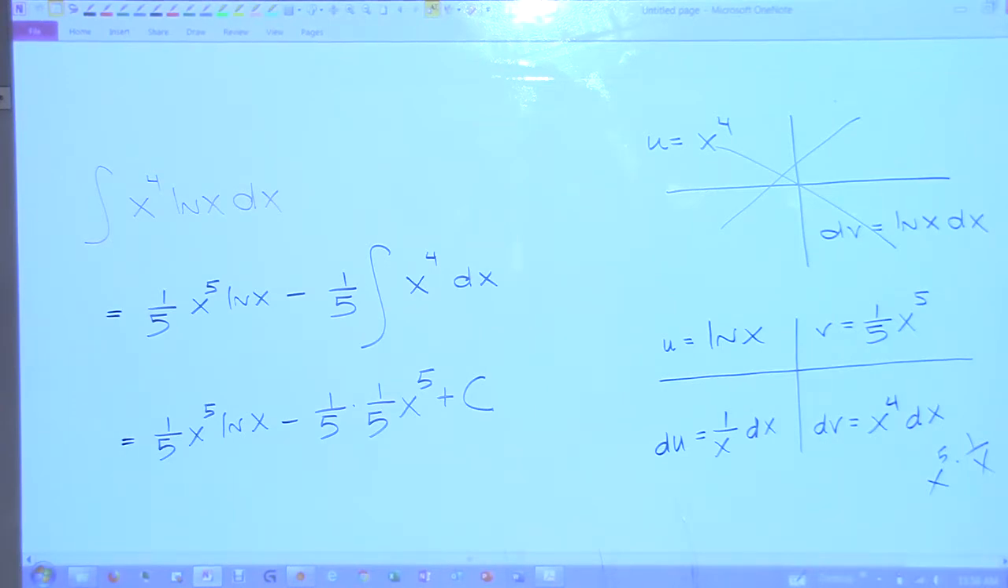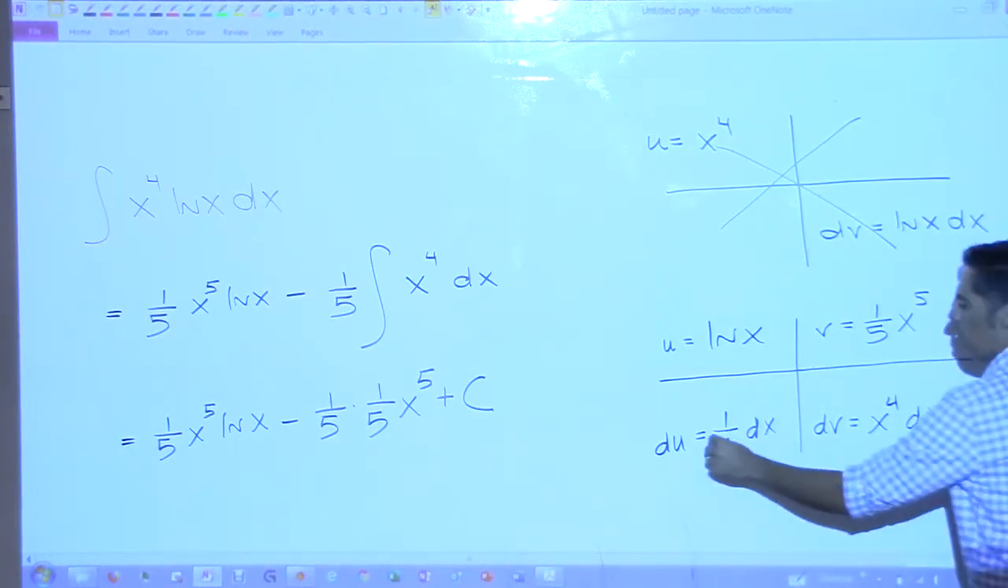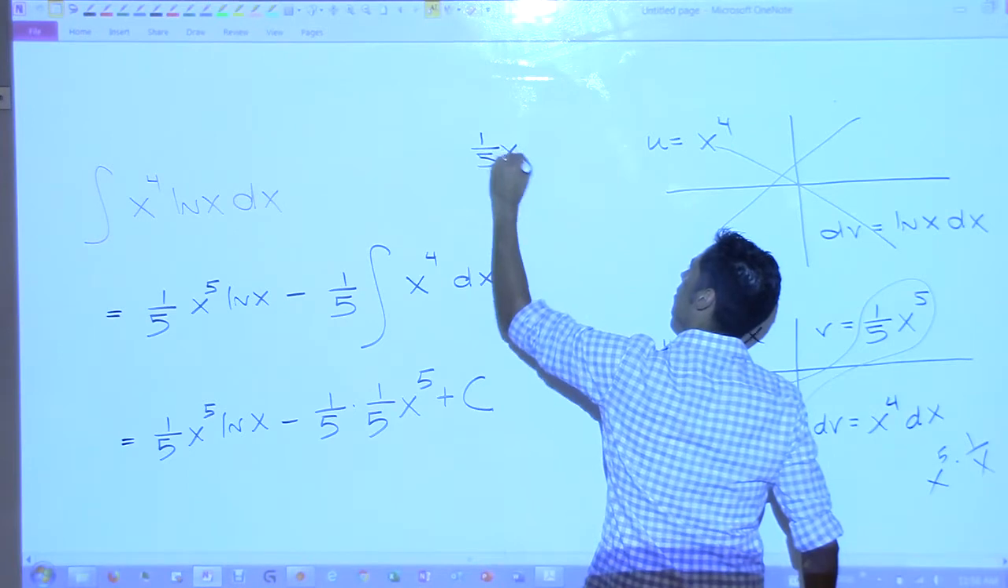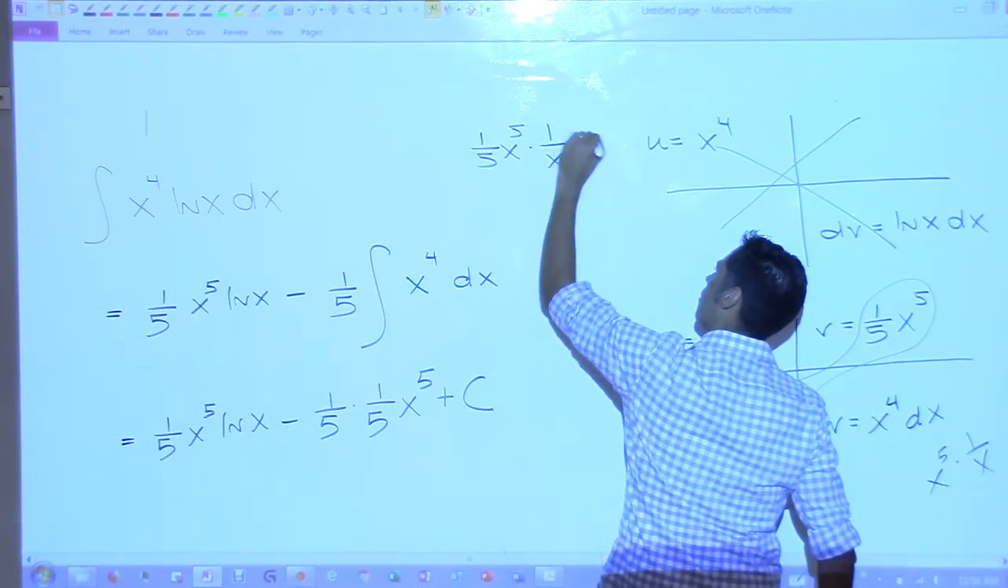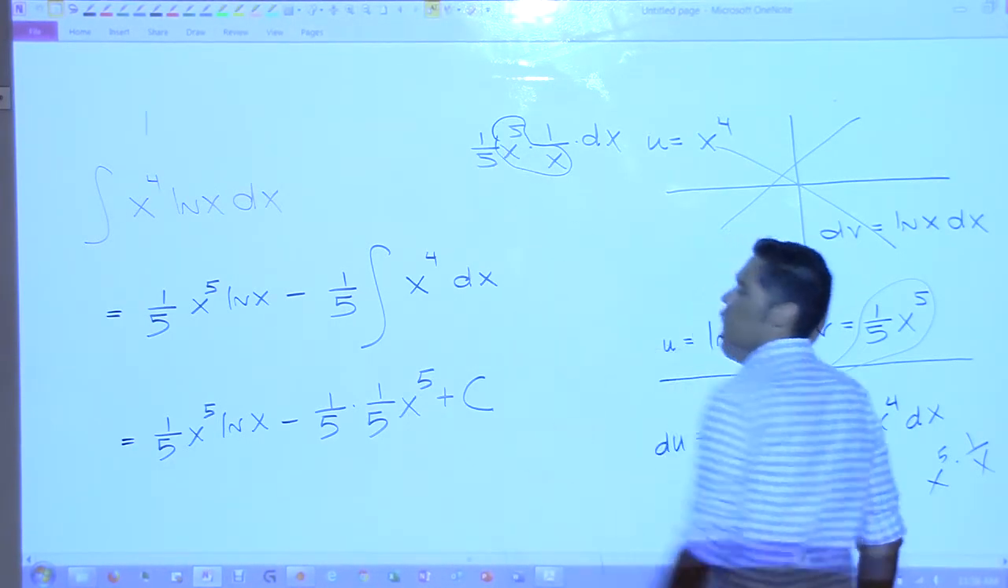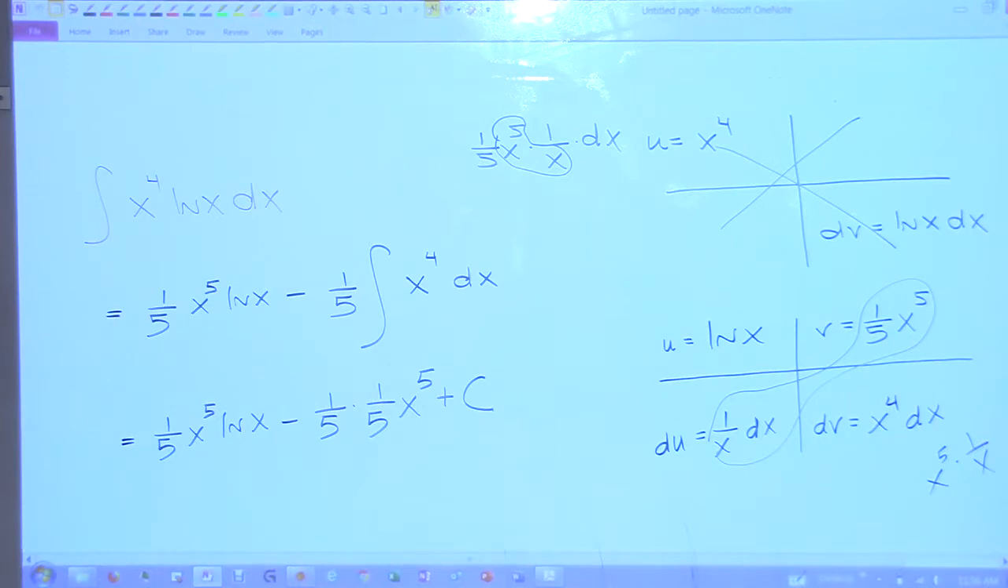What do you think so far? Yes? Where's the x to the fifth? Where, in the purple? The original? Oh, okay. Well, look, we did it all in one step. What we did is this. We took those two and multiplied them. So we did 1/5 x to the fifth times 1 over x dx. The 1/5 came out, and x to the fifth over x is x to the fourth.